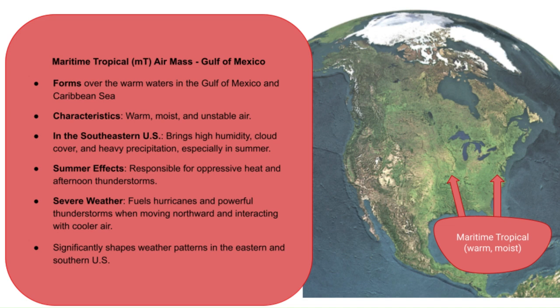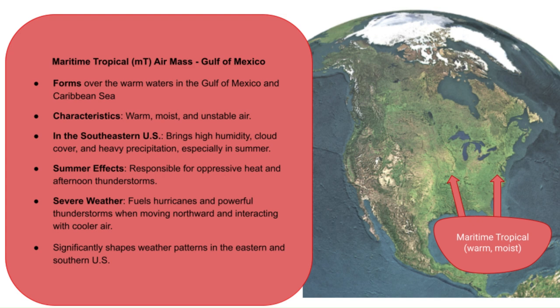This maritime tropical air mass plays a significant role in influencing the weather patterns in the eastern and southern US year round. During the summer, this maritime tropical air mass is responsible for oppressive heat and humidity across much of the southeastern US, often leading to afternoon thunderstorms. When this air mass moves northward, it can fuel severe weather as it interacts with cooler, drier air masses. In late summer and in fall, this air mass fuels the hurricanes.